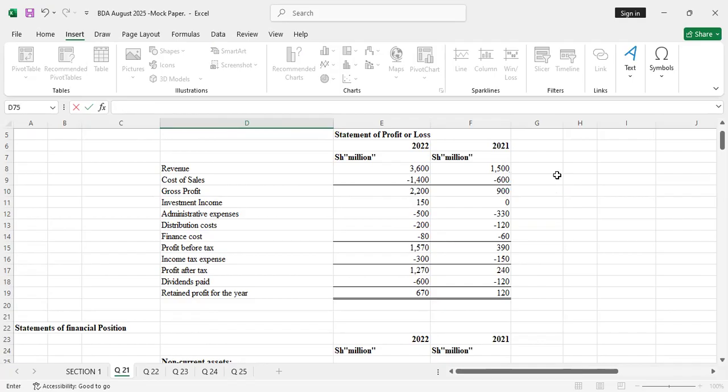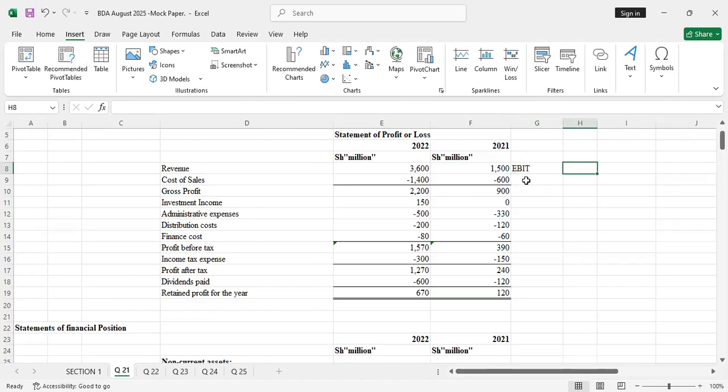Earning is quoted as earning before interest and tax, EBIT. So it means that it's earning before you pay interest and tax. In this statement, we are up to finance cost, so that we have profit before tax. So the earning before interest and tax should not consider this negative 80. So this is what we do.